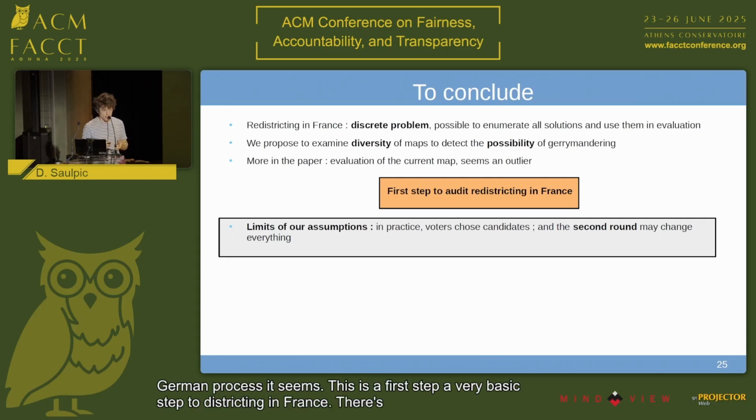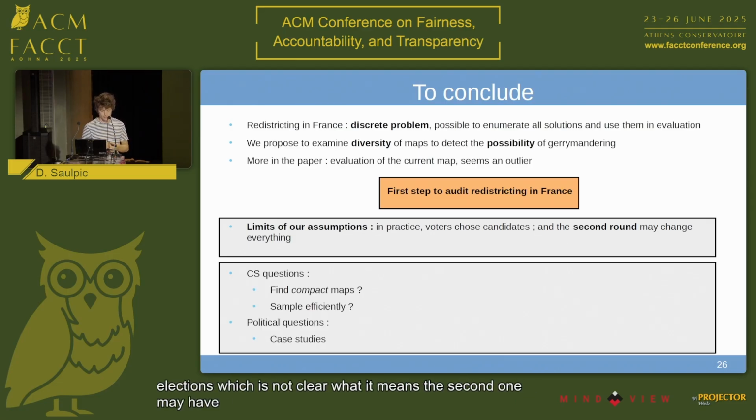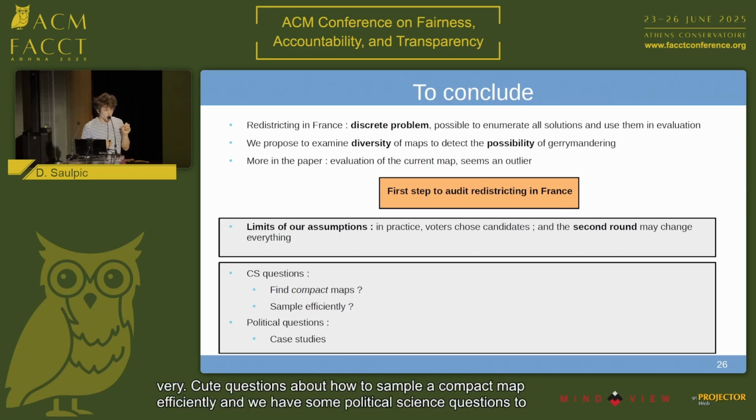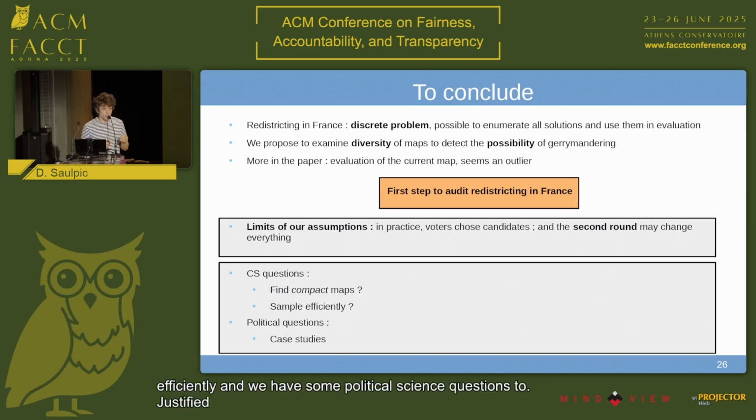There are limits to our assumptions. We simulate virtual elections, which is not clear what it means. The second round may have a big impact. We have a few open questions. I'm from CS. I think there are very cute questions about how to sample a compact map efficiently. And we have some political science questions to explain our results further based on precise case studies.